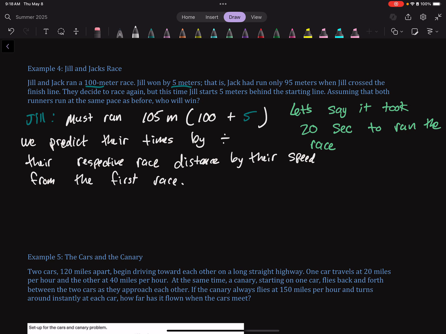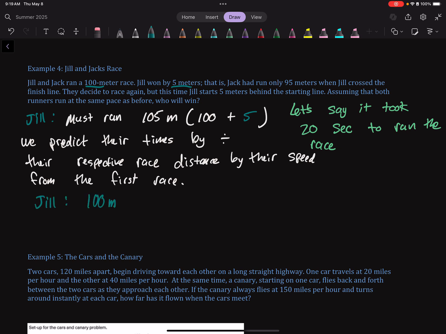So we can predict their times by dividing their respective race distances by their speed from the first race, because we know what happened in the first race. Jill won by 5 meters, Jack only had to run 95 meters, and we're saying that it took them 20 seconds to do that. So in the OG race, Jill ran 100 meters because she finished.